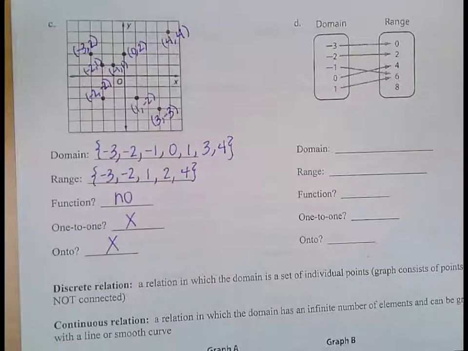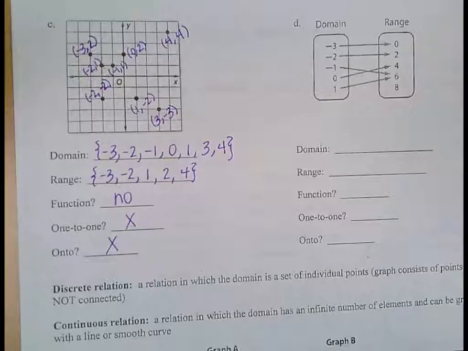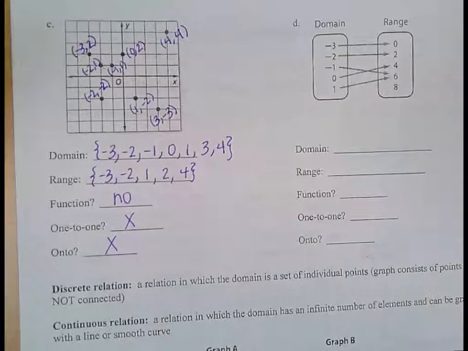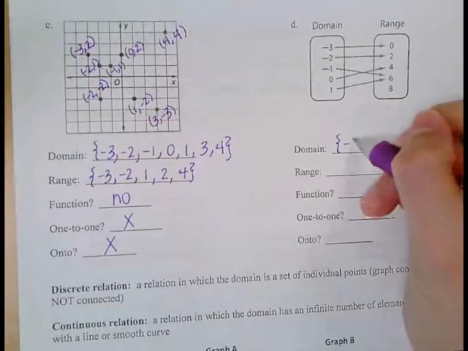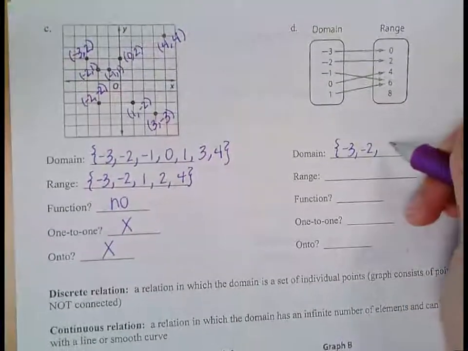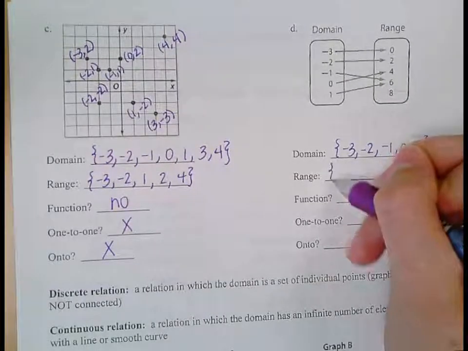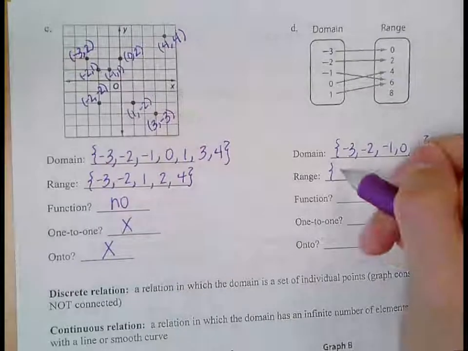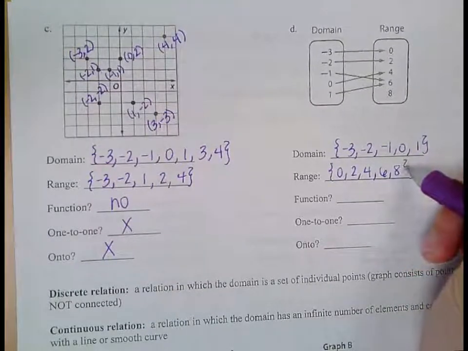Okay, and then the last one, this is given as a mapping. Mappings are nice because it literally tells you what the domain and the range are, so you just have to write those values as a list. So domain, we have negative 3, negative 2, negative 1, 0, and 1. And then range, we have 0, 2, 4, 6, and 8.